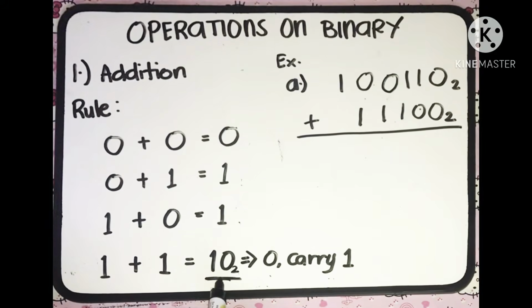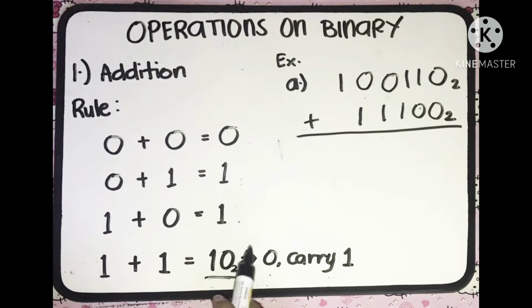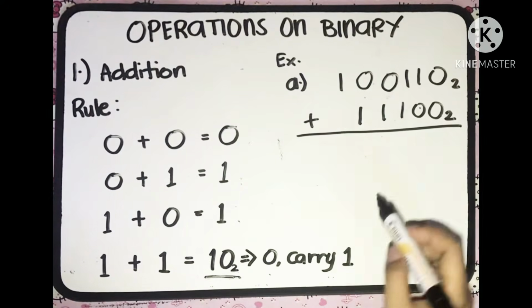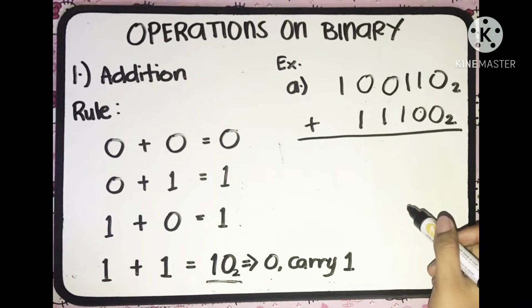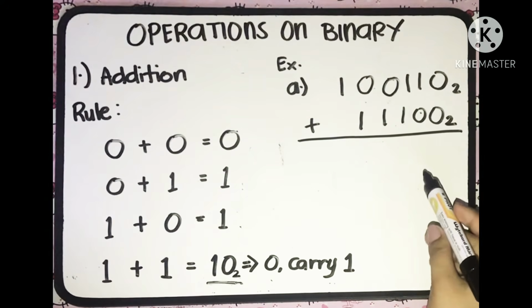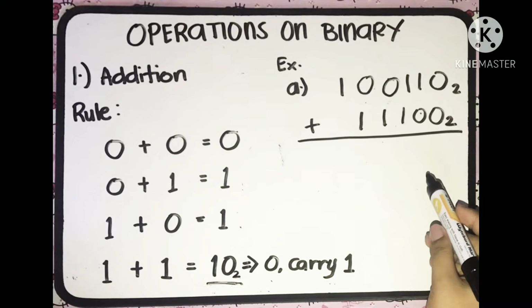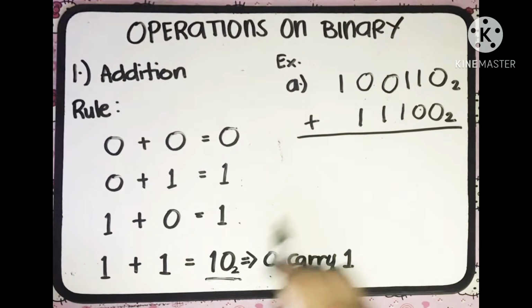And you might ask, bakit 1, 0? So, if you're going to convert 1, 0 into decimal, it will be equal to 2, and 1 plus 1 in decimal is equal to 2. So, 2 in binary is 1, 0. So, that's why when we add 1 plus 1 in binary, it is equal to 1, 0. So, madali nyo matatandaan yung first 3 rules because we're just like adding 1 and 0 in decimal. So, kailangan nyo nilang tandaan is yung 1 plus 1 which is equal to 1, 0.